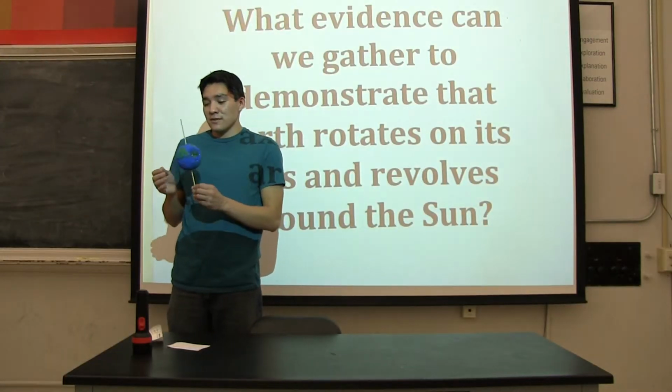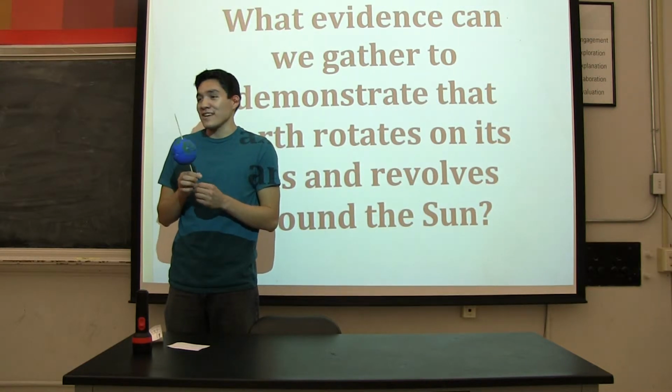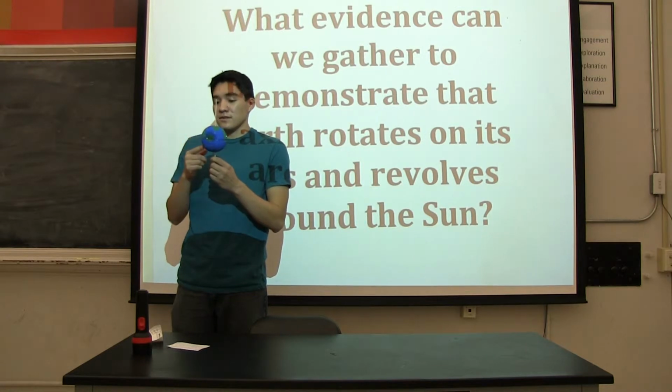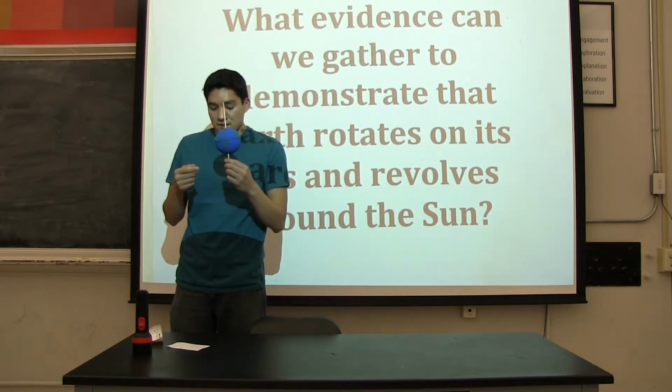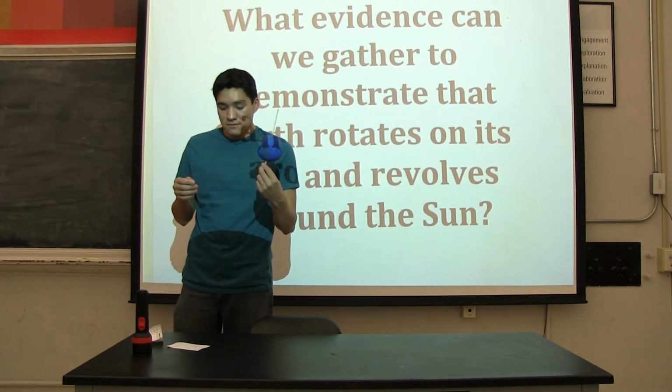Okay, so can anyone tell me what this line on the Earth is called? Equator. Yes, the equator. So this equator splits the Earth into two hemispheres, northern and southern. So now we're going to pass out job cards.